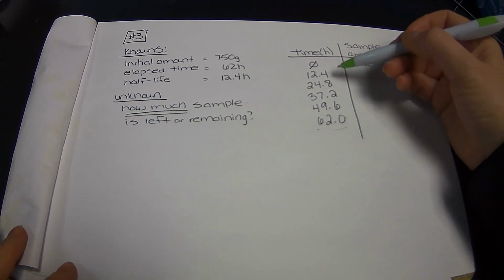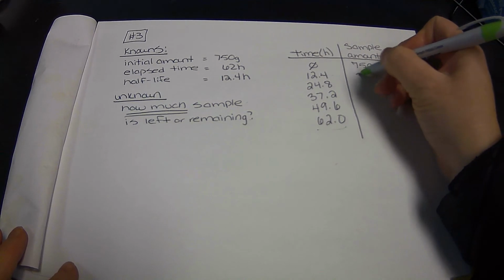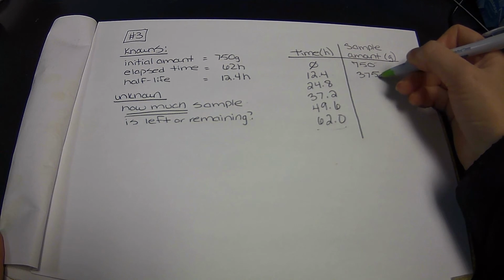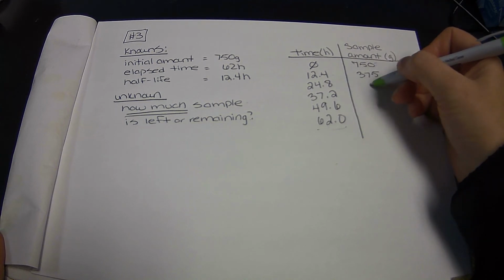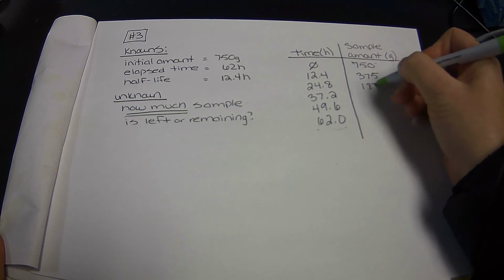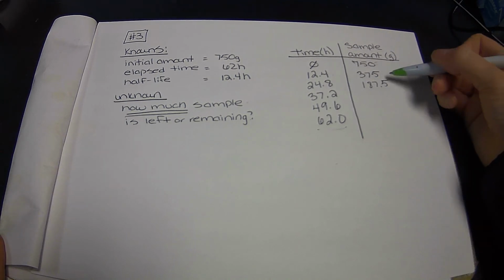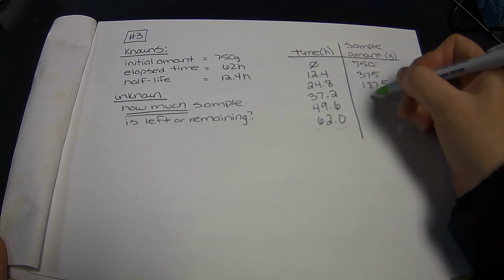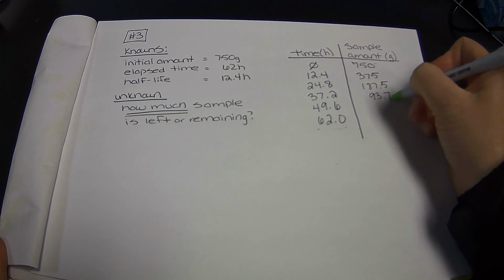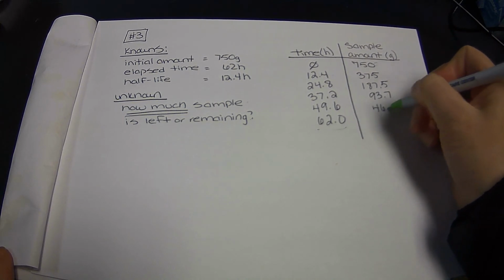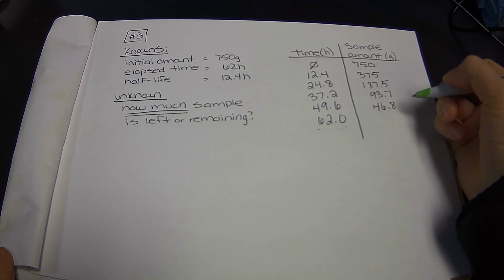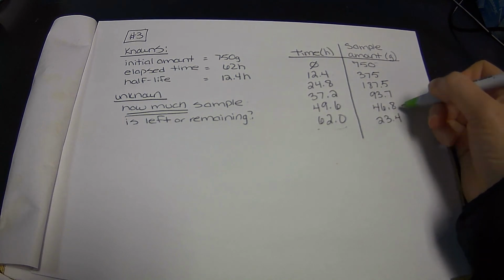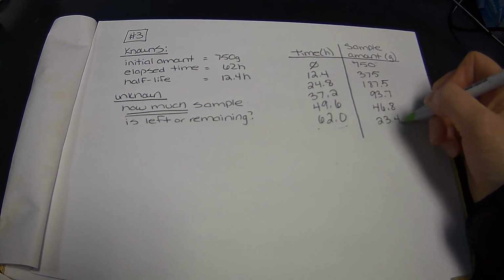So after the first half-life went by, half of 750 is 375. Then half of my sample is going to decay after my next half-life, so that's 187.5. So you're just dividing by 2 each time. So 187.5 divided by 2 is 93.7. Take 93.7, divide it by 2, you're going to get 46.8. And then 46.8, half of that sample is 23.4 grams.